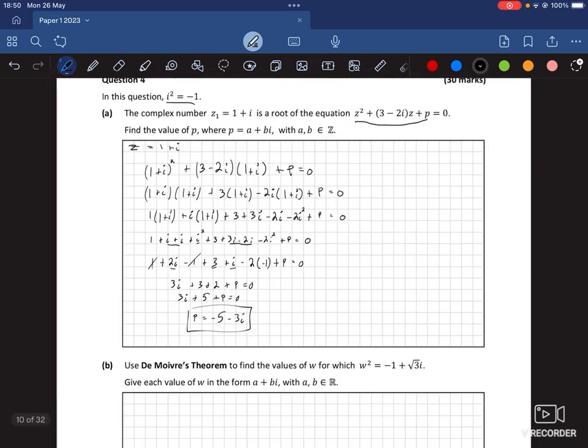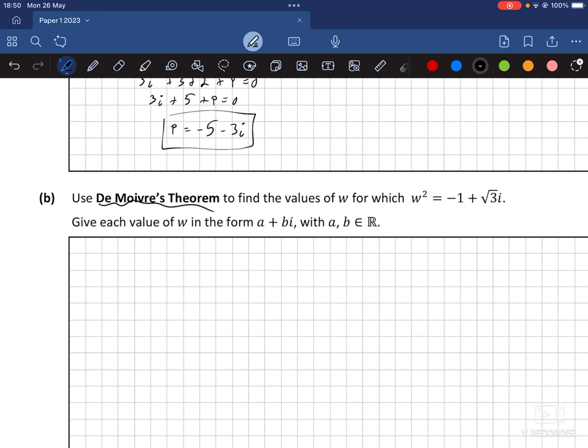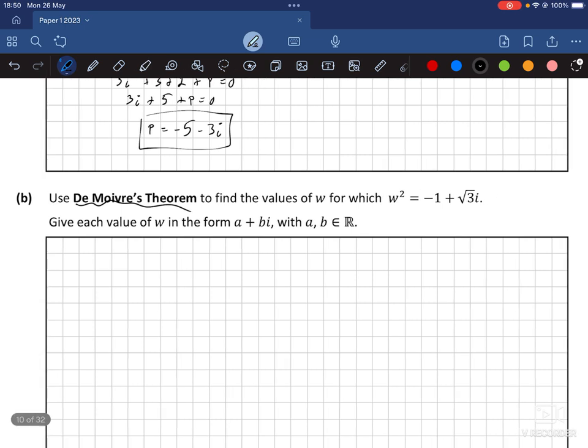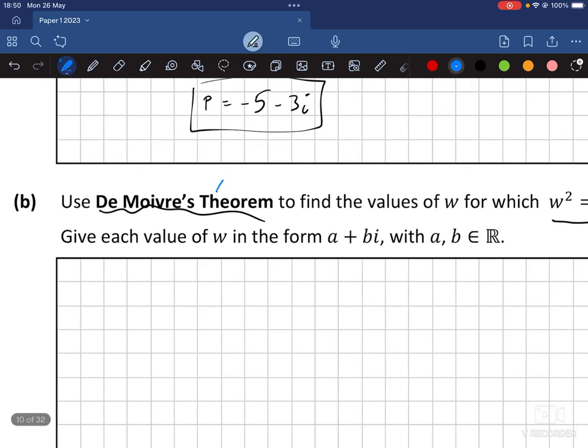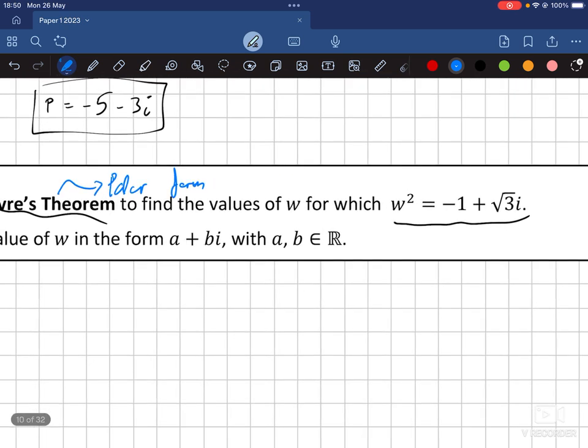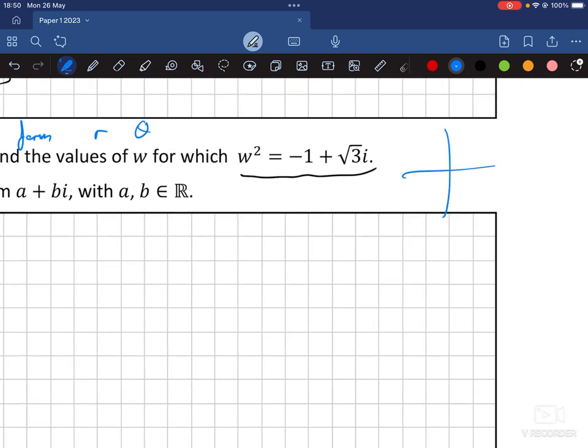Then we're told, this is part B, it has nothing to do with the last part, we're told to use de Moivre's theorem to find the values of w for which w squared is equal to this, and then give each value in this form. So if we're using de Moivre's theorem, the first thing that we should always think is polar form. You know this by now as well, and that means we need to find r and we need to find theta.